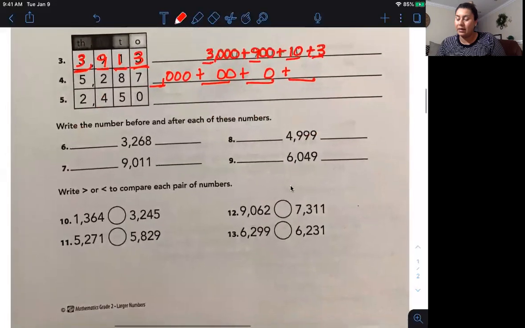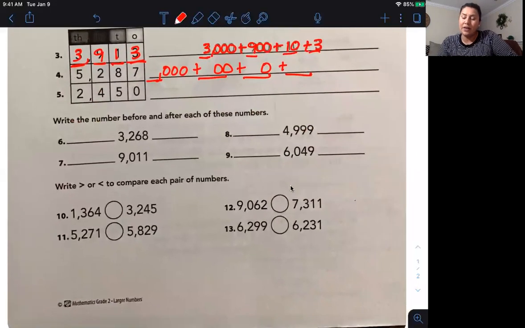Okay, I'm going to get this little section ready. Down here for 6, 7, 8, 9, you are going to write the number before and the number after. Now, remember when we did this before? We wrote all the numbers the same on both sides, and the only number that we changed was this one. Now, what comes before 8? Write it right here. What comes after 8? Write it right there. Nice.